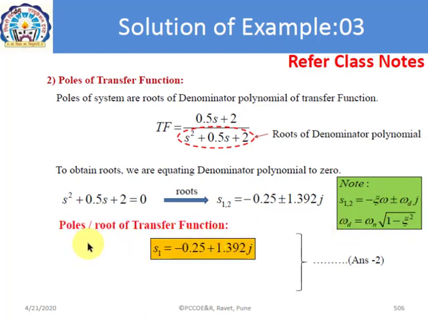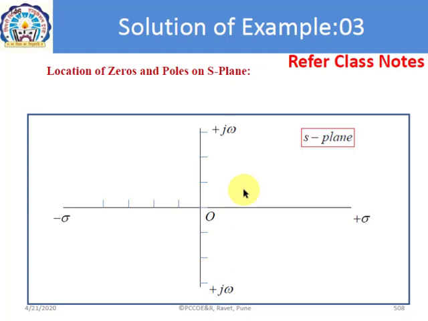Now let us find the poles of the transfer function. Since there is a plus or minus, 2 poles are there. The first pole is s1 = -0.25 + 1.392j, and the second pole is s2 = -0.25 - 1.392j. These are the 2 poles of the given characteristic equation. Now let us locate the poles and zeros in the s-plane. So this is the s-plane. As we discussed earlier, the s-plane has 2 axes which are mutually perpendicular. The horizontal axis is sigma, and the vertical axis is the imaginary axis or j omega axis.